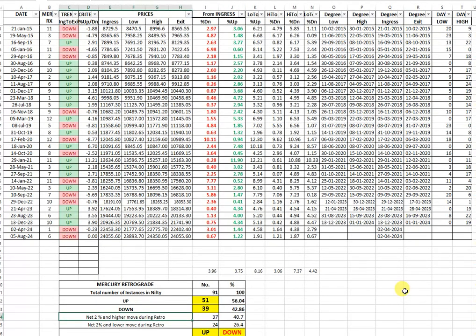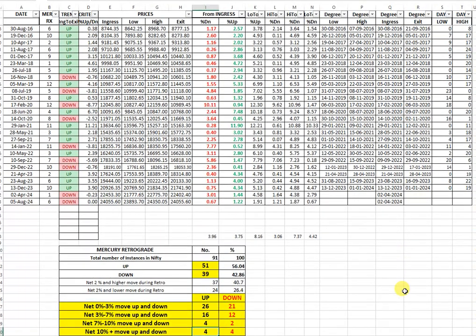Now, further, if I dig down and understand, a net 2% or higher move during the Mercury retrograde happened 37 times, which is 40% of the time. The market moves 2% or higher. A net 2% or lower move during retrograde happened 24 times, which is 26%.